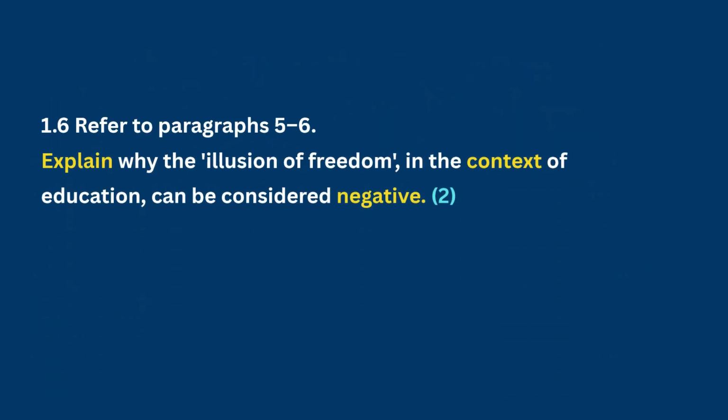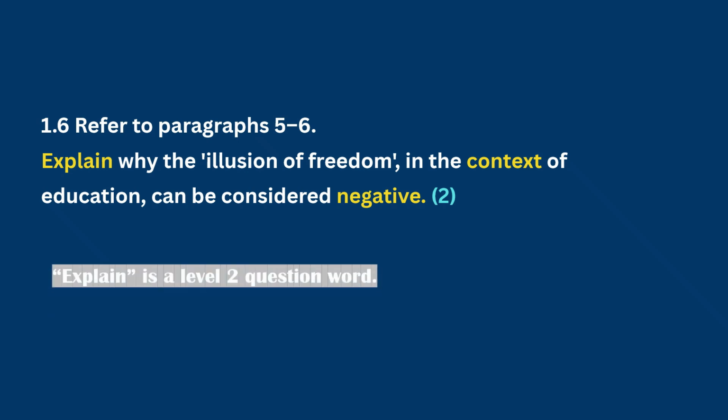That was quite a mouthful. Moving on to 1.6. Refer to paragraphs 5 and 6. Explain why the illusion of freedom in the context of education can be considered negative for 2 marks. So explain, context, and negative are your key words in this question. And obviously, the command word explain is a level 2 question.